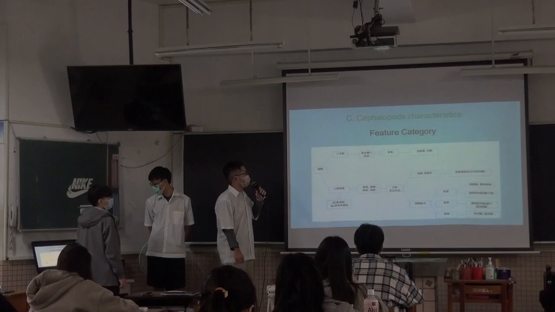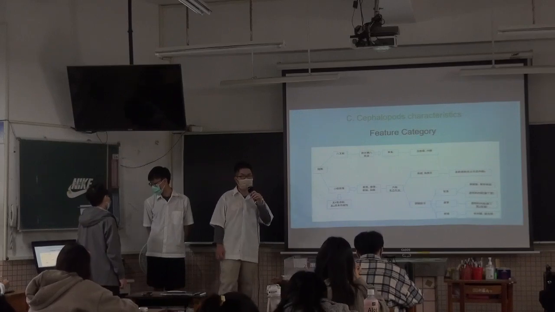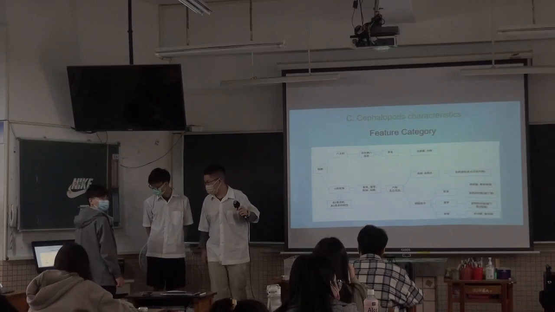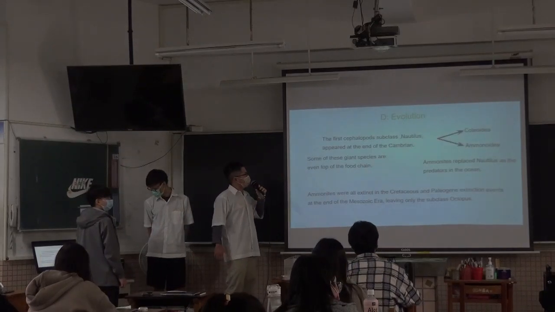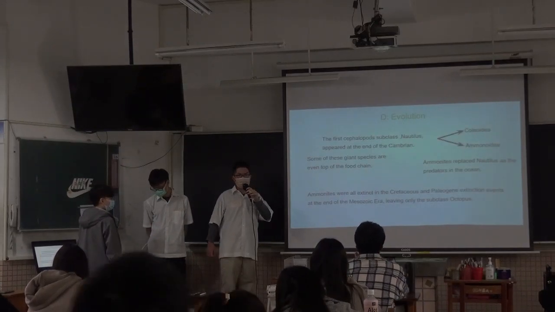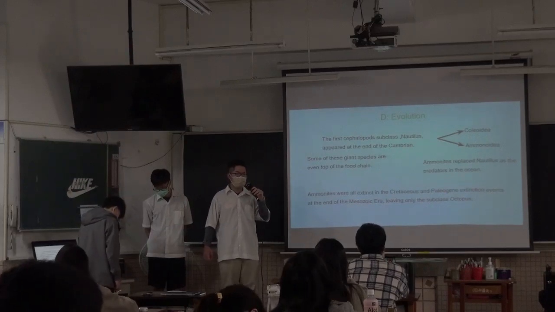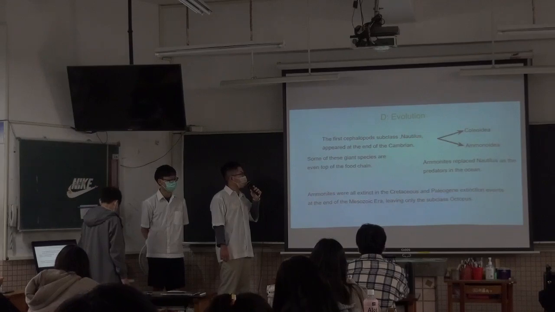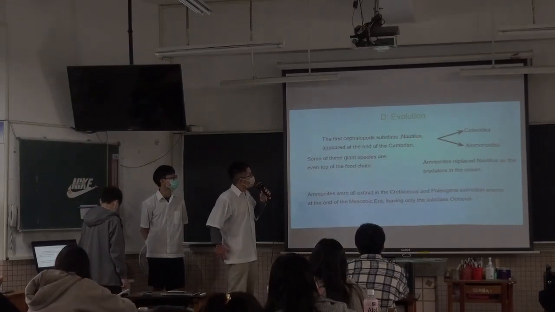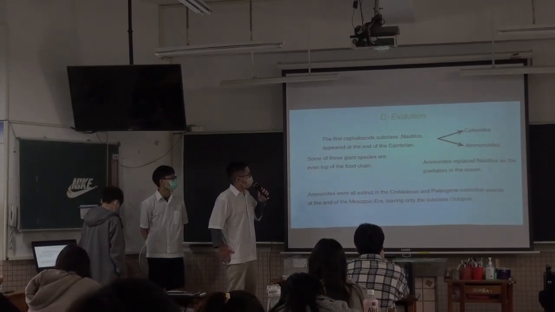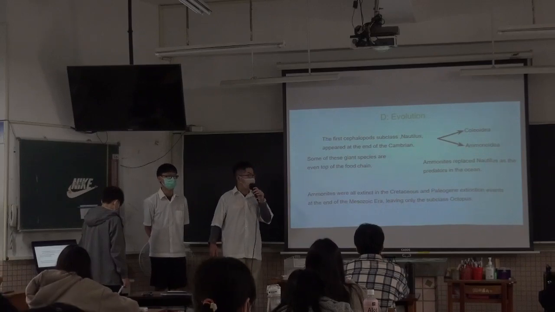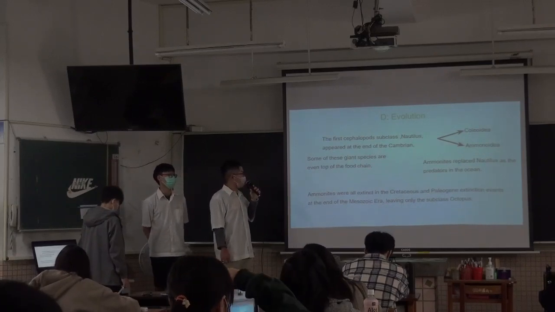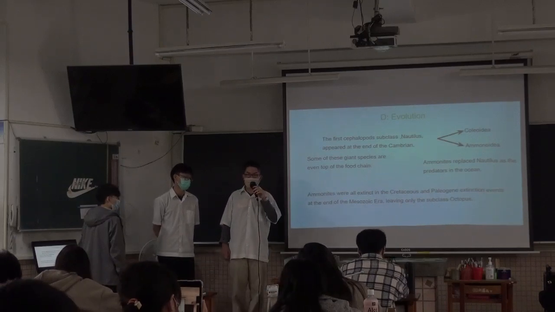These are the characteristic feature categories of cephalopods. We want to show you how cephalopods evolved. The first cephalopod subclass, Nautilus, appeared at the end of the Cambrian. Some of these giant species were even at the top of the food chain.